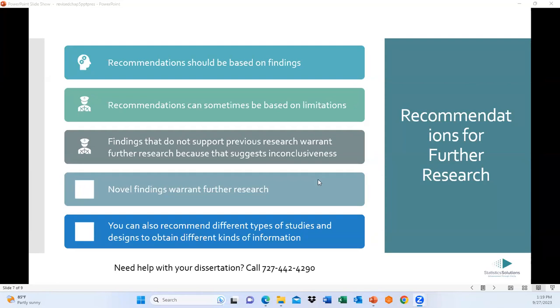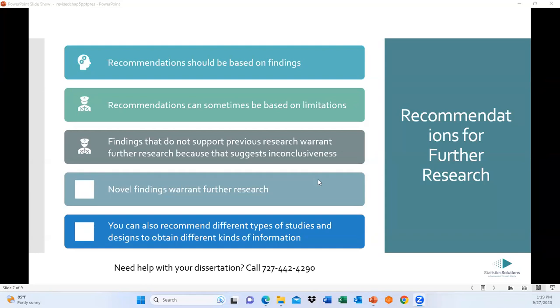So here are some examples or ideas. Findings that don't support previous research: if your findings didn't support the previous research, you could suggest more research on that, because that suggests that there's still inconclusiveness, right? That the issue really isn't settled.